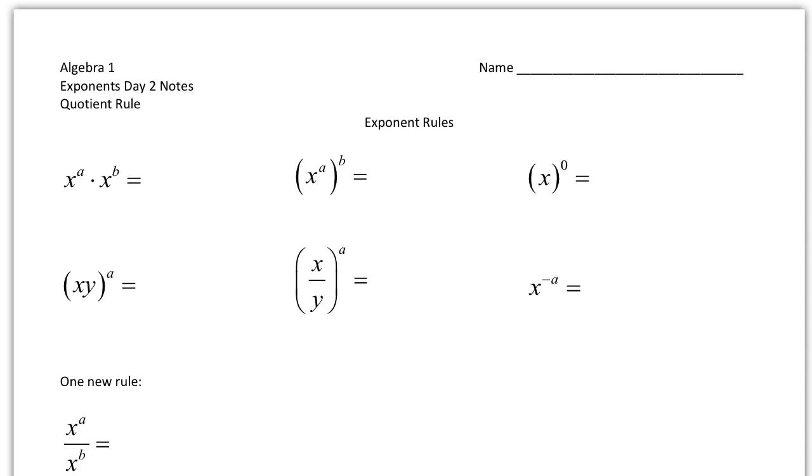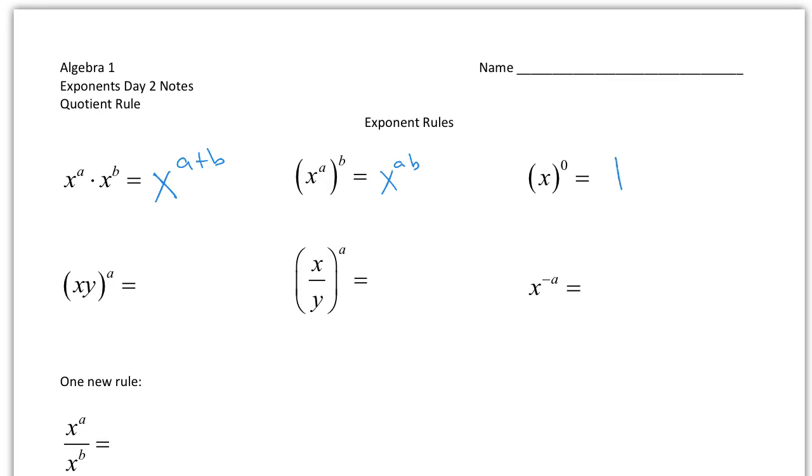Alright class, in today's video we're going to review our exponent rules and talk about one last rule that we have. So just a quick overview, we've got x to the a times x to the b. When you multiply the same bases, we add the exponents, so x to the a plus b. If you have x to the a raised to the b, so now you have a base raised to an exponent raised to another exponent, so a power of a power, we have x to the a times b. You multiply them. Anything to the 0 power we know is always 1.